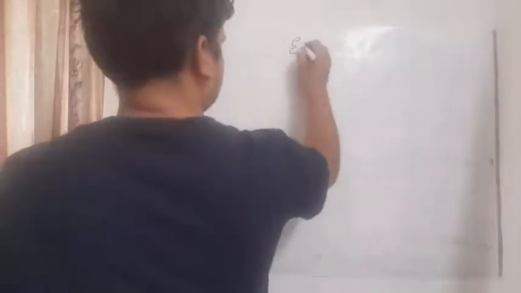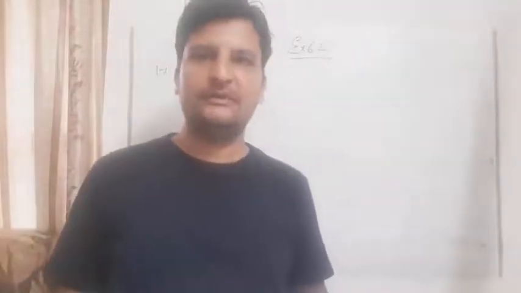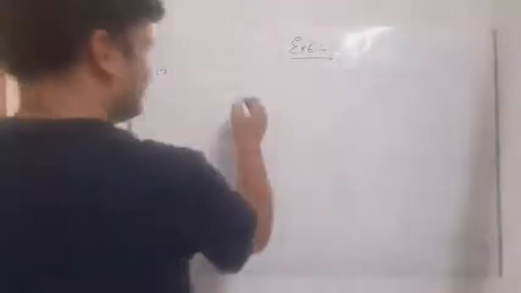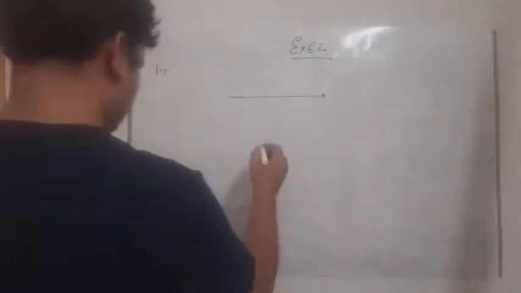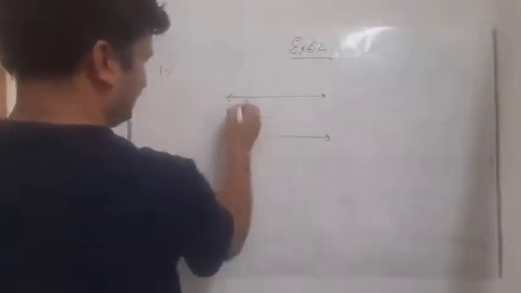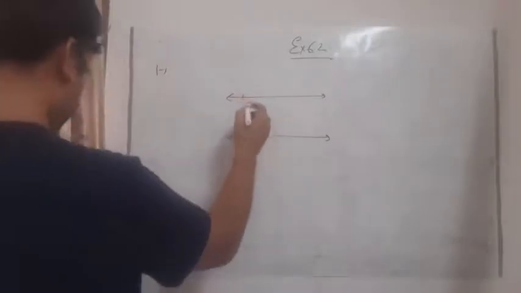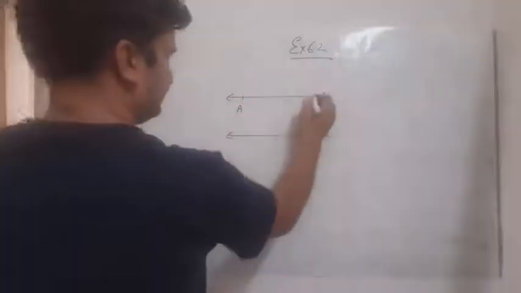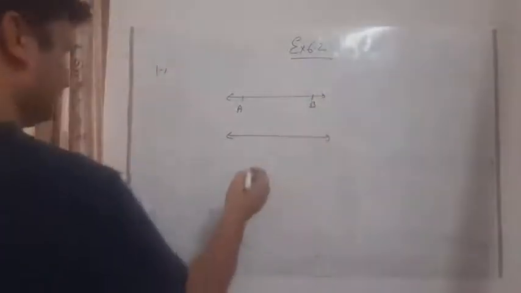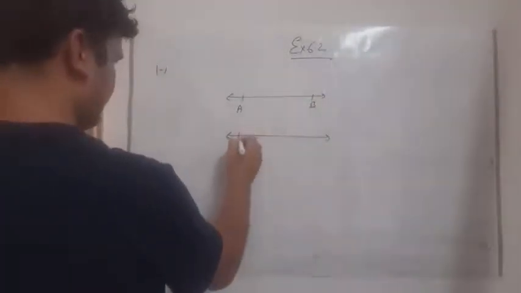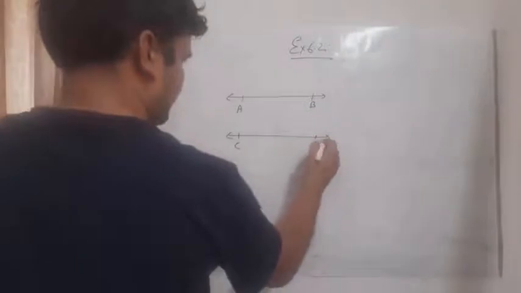So the first question of exercise 6.2 is: here the figure is given, find the value of x and y so that AB is parallel to CD. So just make a figure first, students. These are the two lines. These two lines are parallel to each other. We have to prove it. This point is C and this point is D.